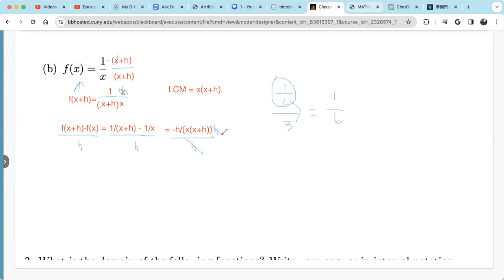Okay, so we have h as a factor in the denominator and h as a factor in the numerator. So that cancels out. In the end, the answer is negative, because we have a negative sign there, right? The numerator is 1. The denominator is the common denominator, x times x plus h. Let me draw a line here to make a fraction. So that's it. That is the difference quotient for the function f of x equals 1 over x.